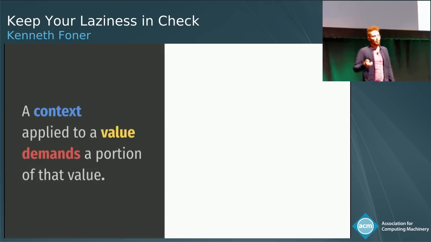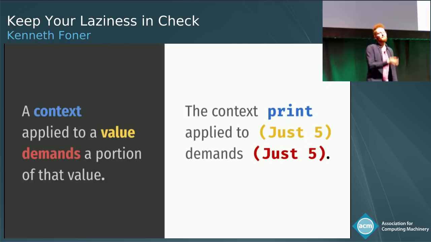So to get a little bit more formal, I want to say that a context, when it's applied to a value, demands some portion of that value. When I say demand, I mean some subpart of that value. You may have noticed I'm using some colors, a custom syntax highlighting I've made for the stuff I've been doing so far. And that's very deliberate. So pay attention that blue is contexts, yellow is values, and red is demands. And for those of you who are colorblind, I've done my best to make it possible to distinguish things by context and not just by color.